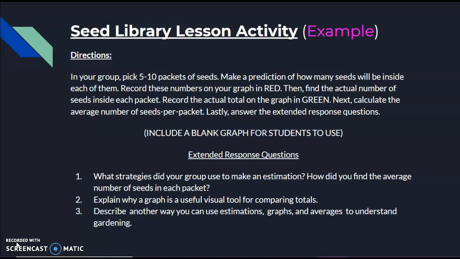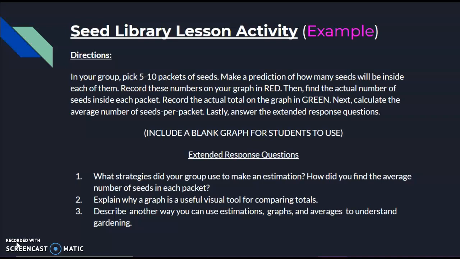Record these numbers on your graph in red. Then find the actual number of seeds inside each packet. Record the actual total on the graph in green. Next, calculate the average number of seeds per packet. Lastly, answer the extended response questions.